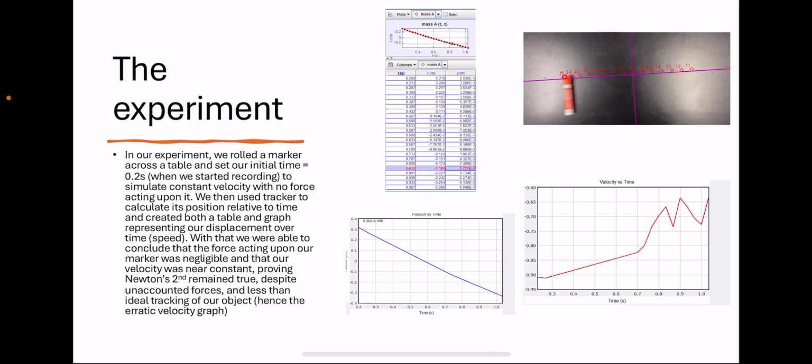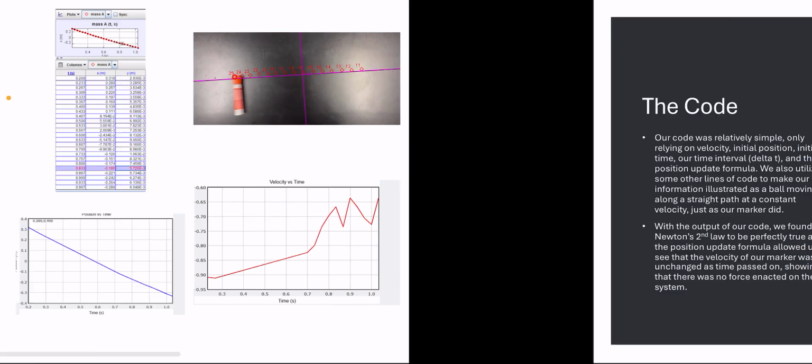In our experiment, we rolled a marker across the table and set our initial time to 0.2 seconds to simulate constant velocity with no force acting upon it. We then used Tracker to calculate its position relative to time and created both a table and a graph representing our displacement over time. With that, we were able to conclude that the force acting upon our marker was negligible and that our velocity was near constant, proving Newton's second law remained true.